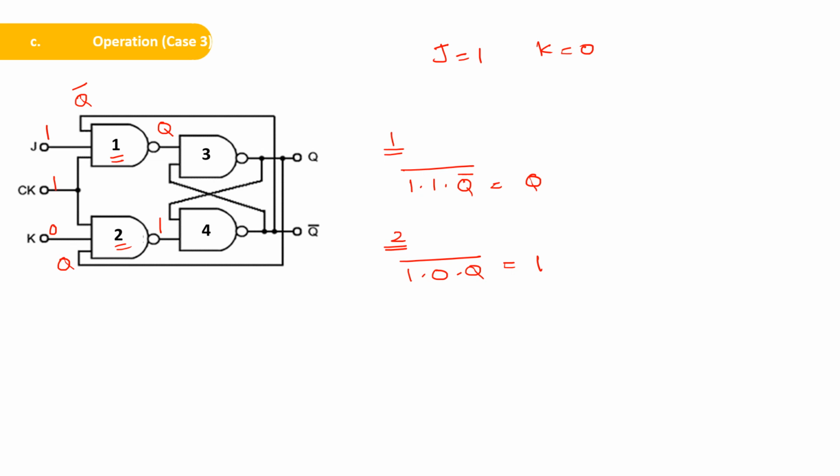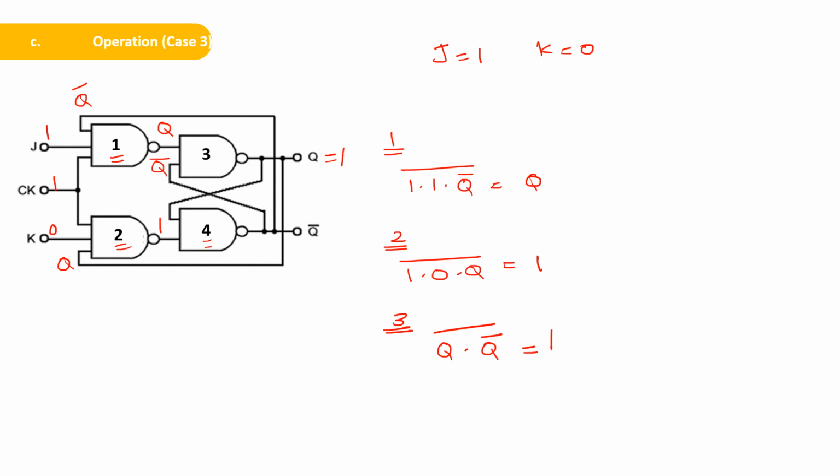If you take NAND gate 3, first input is Q and the second input is Q bar. So if you give that as the input of a NAND gate, that will be Q dot Q bar, it is 0, its complement, it is equal to 1. That means Q will be equal to 1. So this is getting fed back as the input of NAND gate 4.